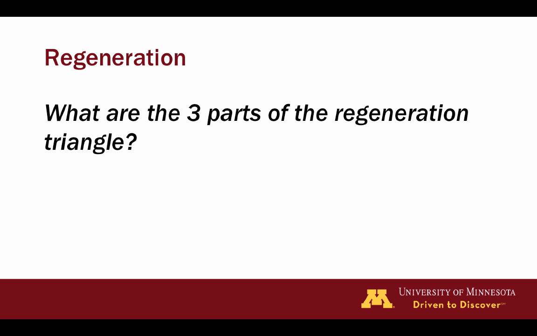Speaking about regeneration, let's move into what are the three parts of the regeneration triangle. What are the three components that you need to have when you're regenerating a system? Pause and write those down.